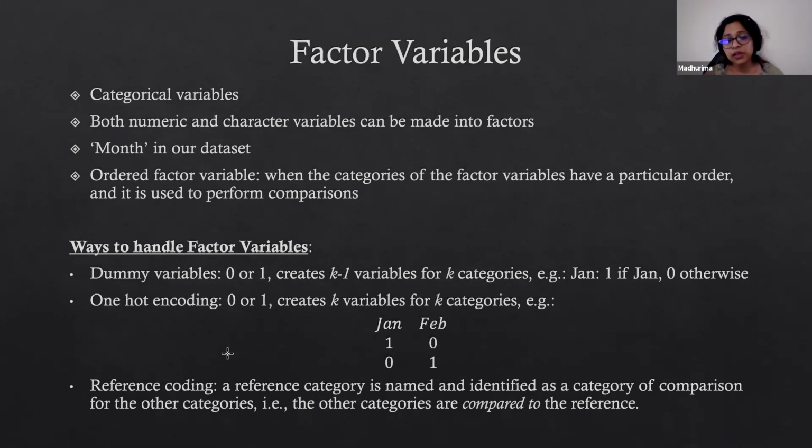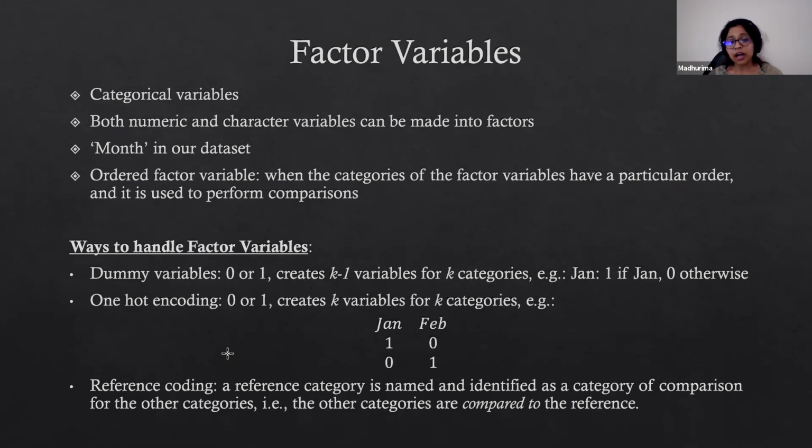Reference coding is another way to handle factor variables, and that is when I have identified a reference value, and I want to compare all the other values with that reference value. For example, I can just do January as 1 and everything else as 1, 2, 3, 4. Or I can have another variable where I want to compare it to the mean value of all the other existing categorical variables. So it can be decided based on the data or how you want to define it.